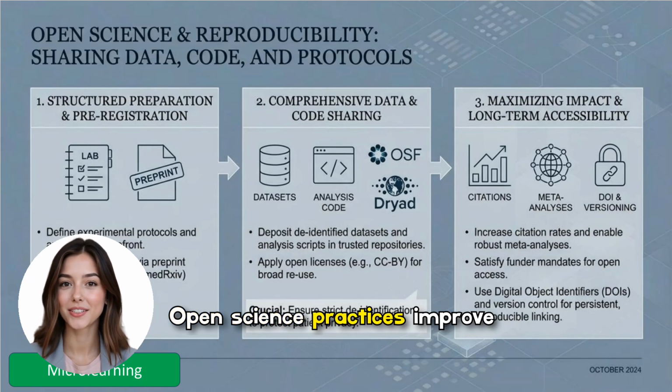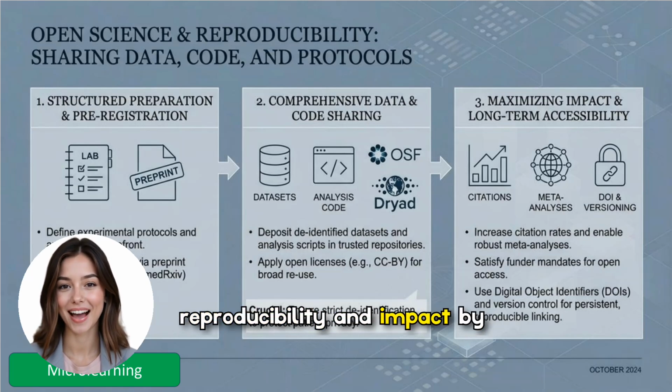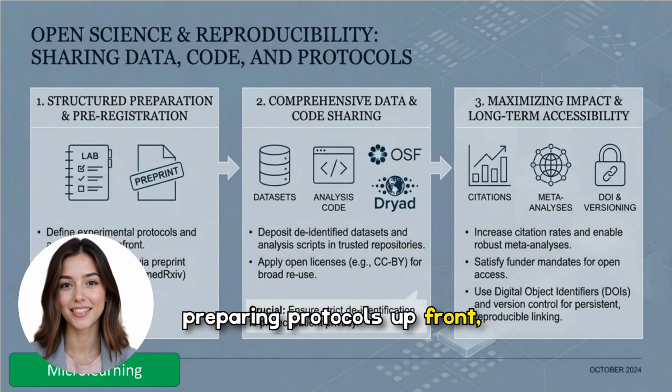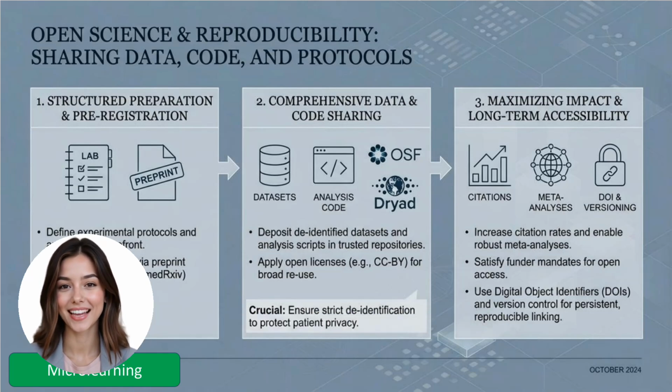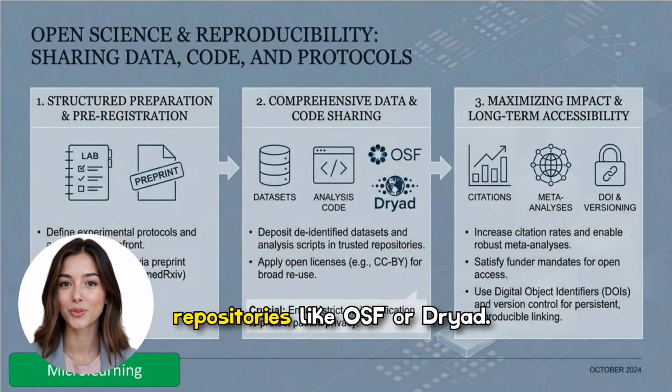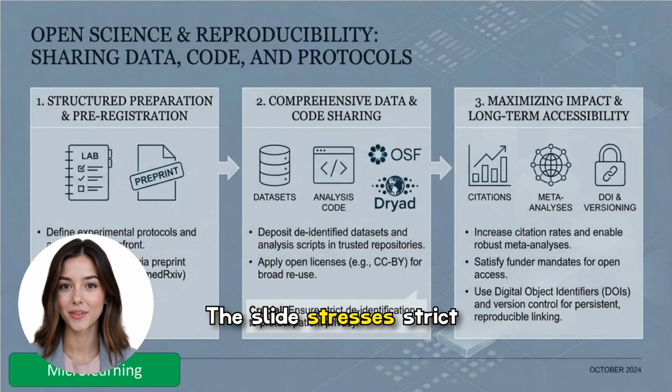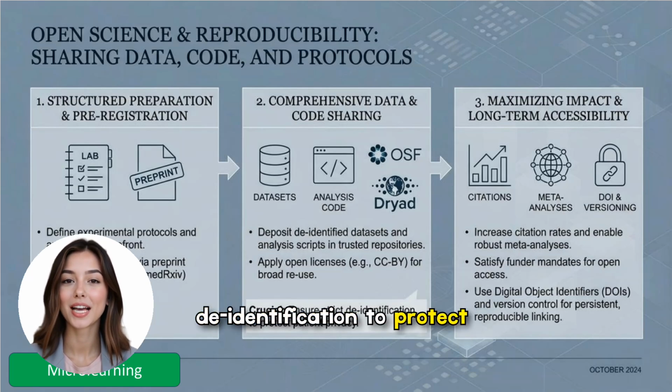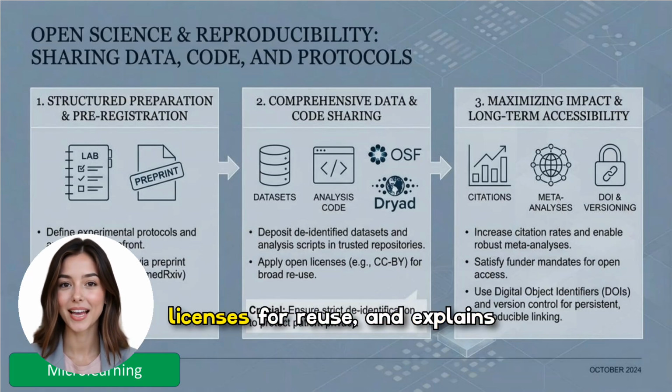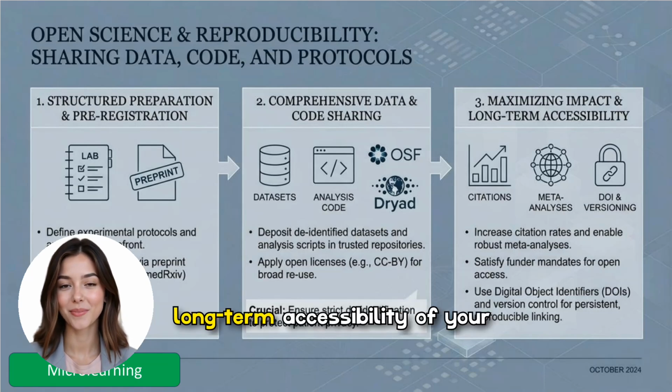Open science practices improve reproducibility and impact by preparing protocols up front, sharing preprints, and depositing de-identified datasets and analysis code in trusted repositories like OSF or Dryad. The slide stresses strict de-identification to protect privacy, recommends open licenses for reuse, and explains how versioning and DOIs increase citation potential and long-term accessibility of your research outputs.